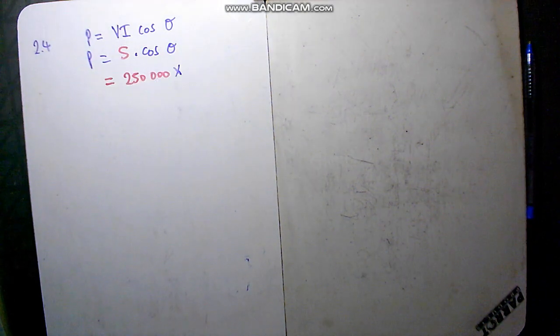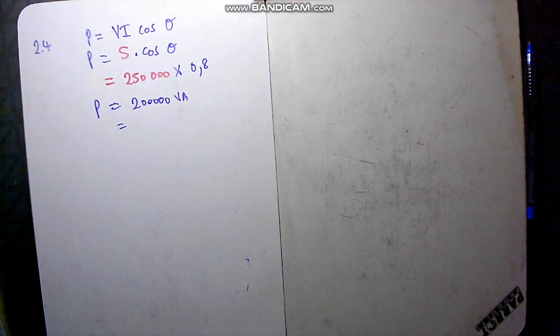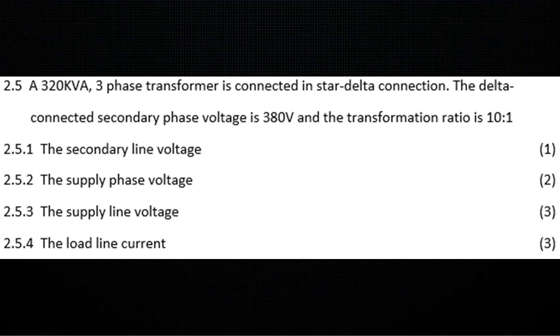We have to make P the subject of the formula. Substituting our apparent power times cos theta, which is our power factor. So we get 200,000 volt amps. Don't forget to convert that to kilovolt amps. Divide by 1000. Final answer, 200 kVA.